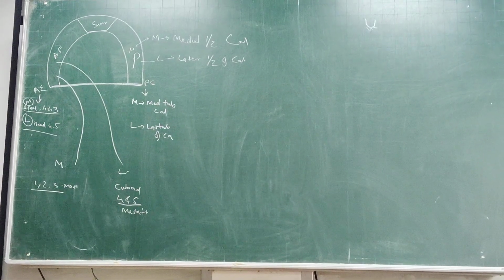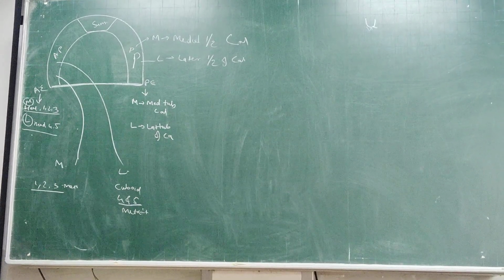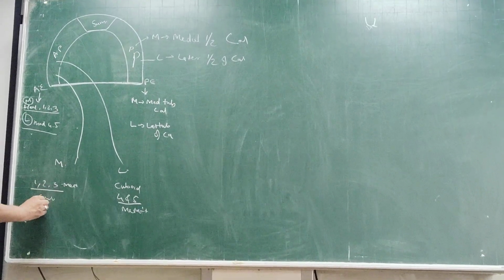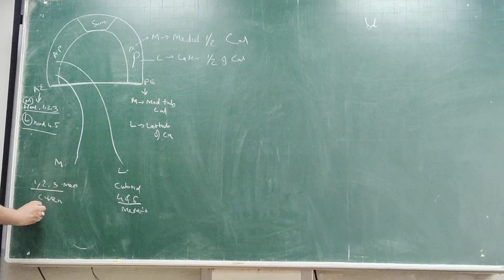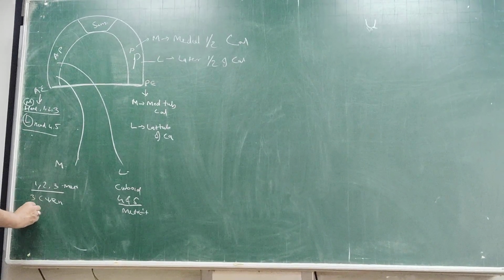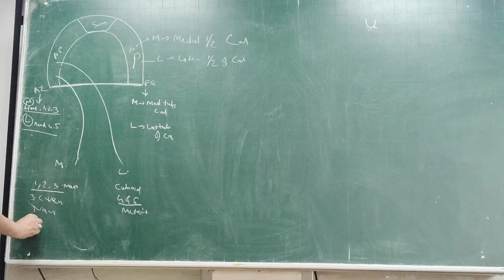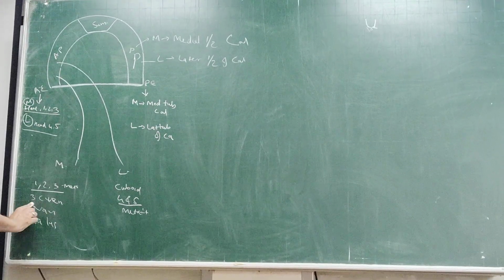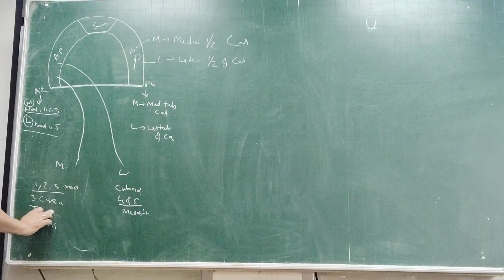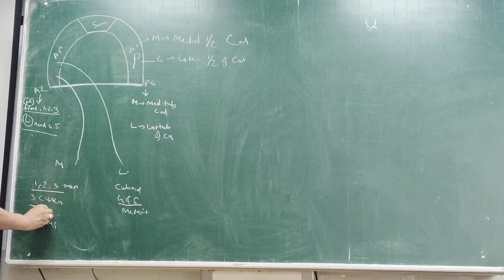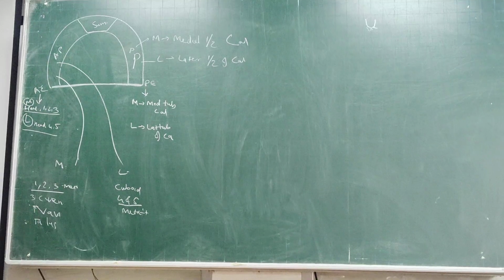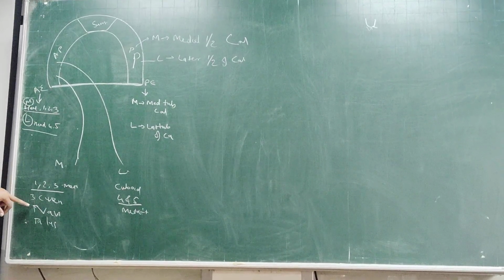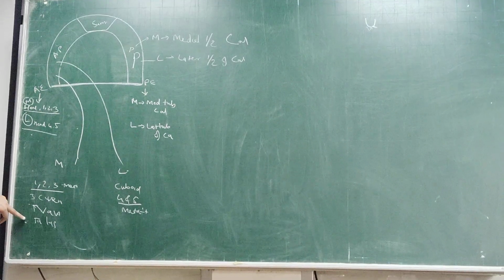Lateral arch. Medial arch is 1, 2, 3 metatarsal and cuneiforms. The 3 cuneiforms and navicular and talus. Navicular. Okay. So 1, 2, 3 metatarsal, 3 cuneiforms, navicular and talus.